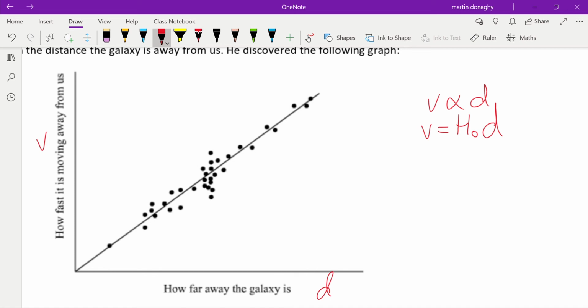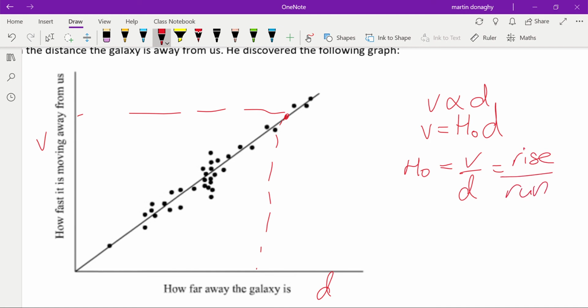Now, if I was trying to work out what it is from this graph, I could just take a value on that line of v and d. However, the other way of looking at this is if we rearrange that equation, v over d, which is just rise over run. Okay, so in other words, the Hubble constant or parameter is just the gradient of that graph.